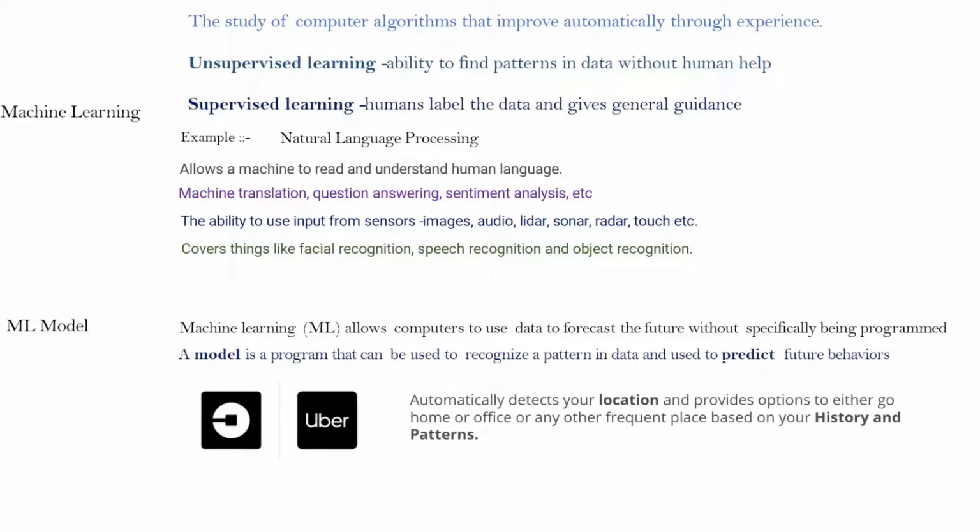So quickly, let me give a quick example. Let's take an example of Uber. How does this future prediction happen? When you open your Uber, it will ask you to give a location permission. From there, it takes the data, analyzes it and detects your location. You need not put your location manually. It automatically detects your current location, and it provides you options to either go home or any frequent place based on your history and pattern.